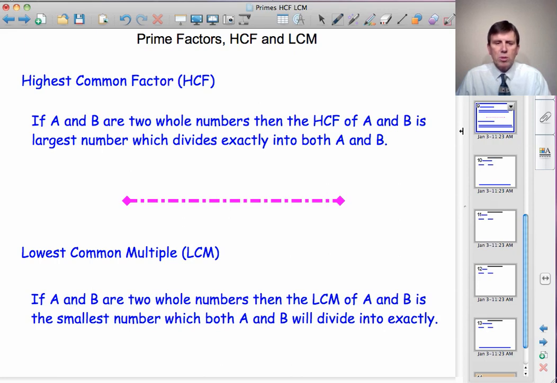The lowest common multiple, if A and B are two whole numbers, then the lowest common multiple of A and B is the smallest number which A and B will divide into exactly. So it's the first number that occurs in the A times table and the B times table. Right, let's have a look at two examples.